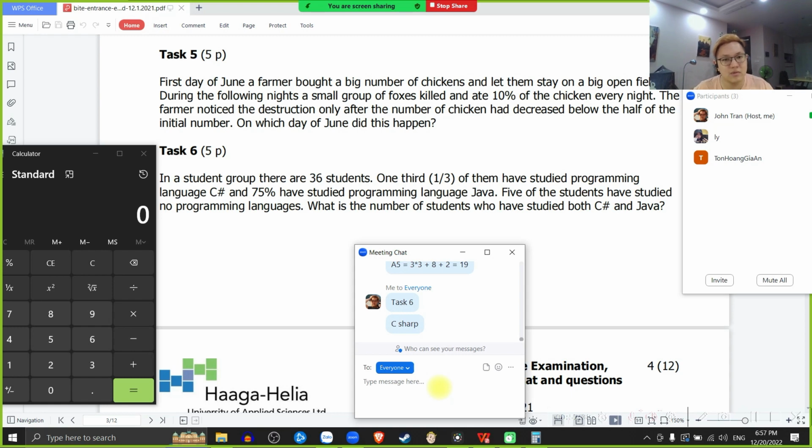Okay. Bây giờ một cái nhóm học sinh có 36 sinh viên đi. Thì 1/3 họ là đã học cái chương trình ngôn ngữ C thăng và 75 đã học cái ngôn ngữ lập trình Java. So 5 sinh viên đã học không có chương trình nào hết. So nó hỏi số lượng sinh viên mà đã học cả hai cái C thăng và Java là bao nhiêu. So try this one class. Try it. Okay, ready class? You got it?